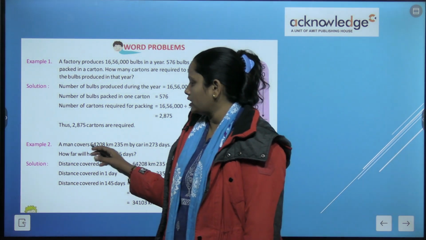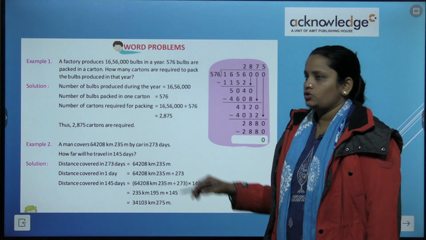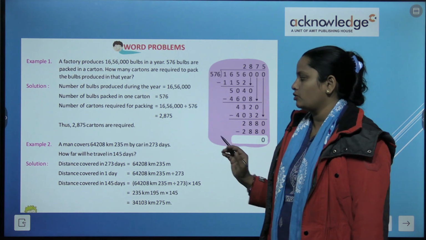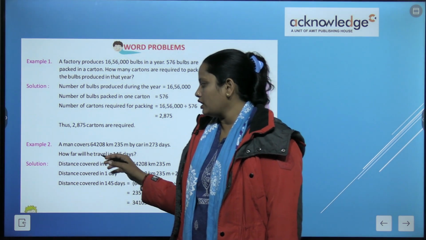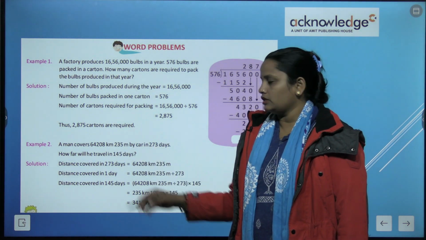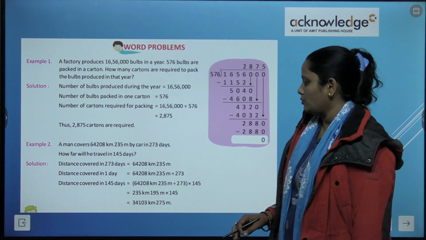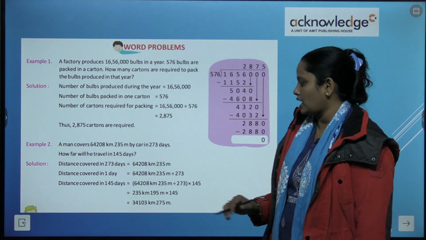Next question is, a man covers these many kilometers and meters by car in 273 days. So एक man ने इतने किलोमीटर और मीटर को कवर किया इतने डेज में. How far will he travel in 145 days? So जब इतने डेज में इतने किलोमीटर गया तो 145 डेज में वो कितने किलोमीटर जाएगा? So that you have to find. तो टोटल हमें डिस्टेंस लिख दिया है.